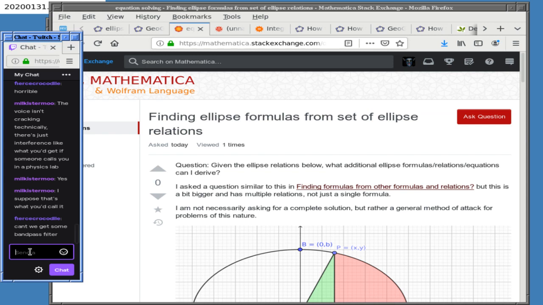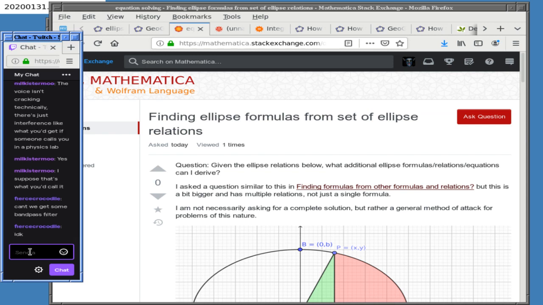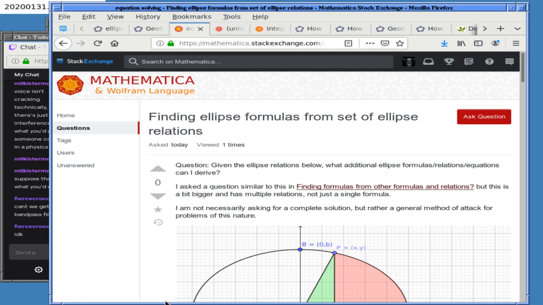Can we get some bandpass filter? Okay, I'm on OBS, and there are four kinds of filters, and I will read them off, but none of them is bandpass. I think noise suppression is supposed to be a kind of bandpass. I've got gain, noise suppression, noise gate, compressor. And actually, let me check to make sure there's others below that I missed. But no, those are the only four I've got.